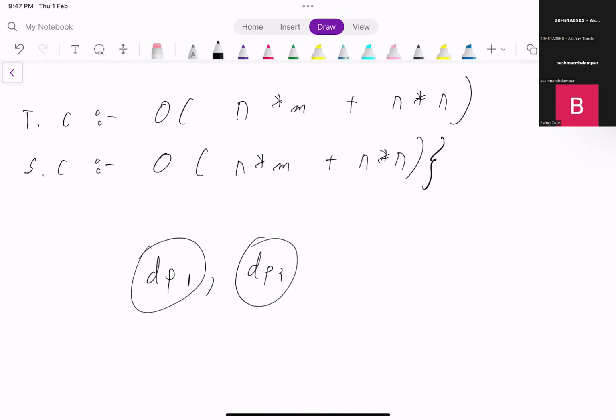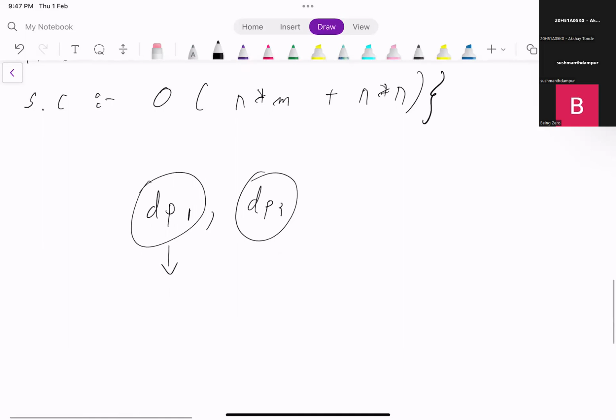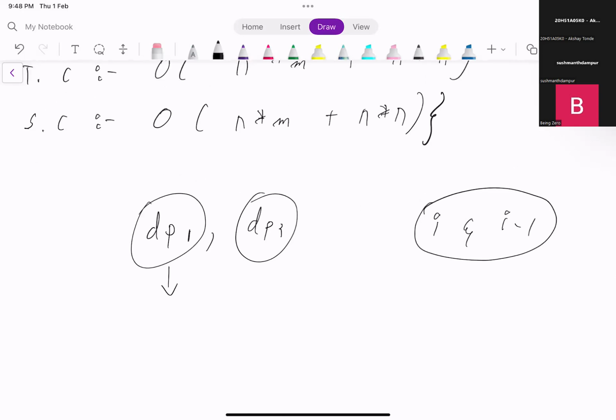DP1 will store, let's say we are making the transitions with respect to i and i minus 1. This is how we are making the iterative transitions. Now, when we are at i, we know till i minus 1 day we already computed the values, so we already have the values.